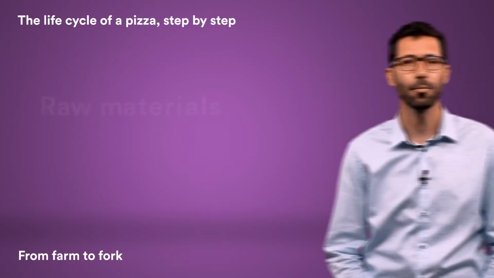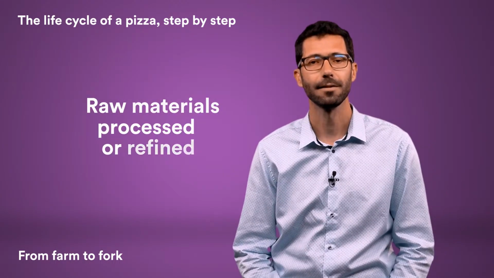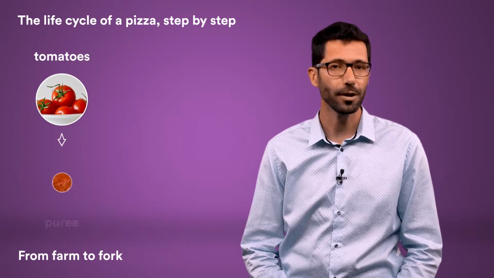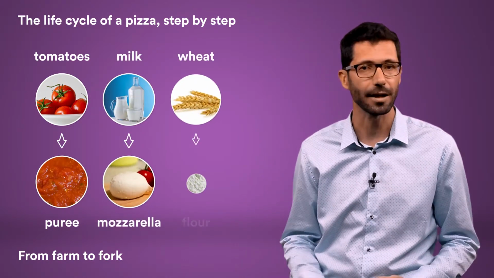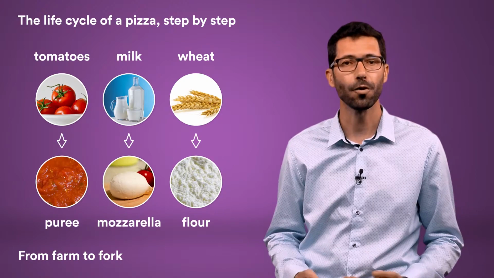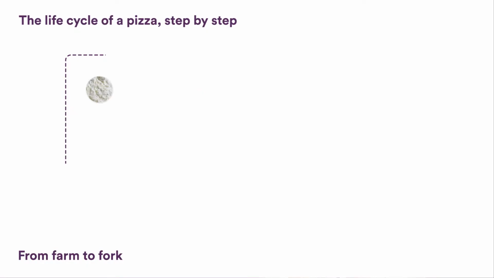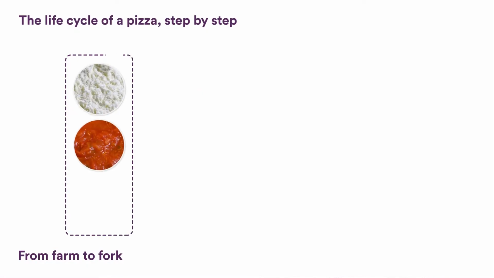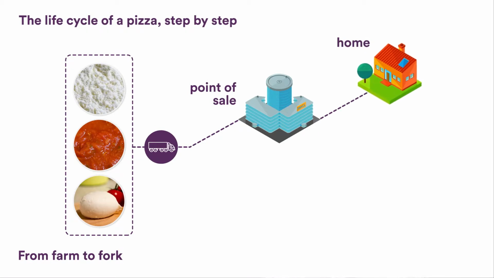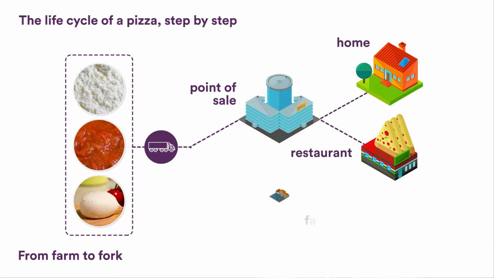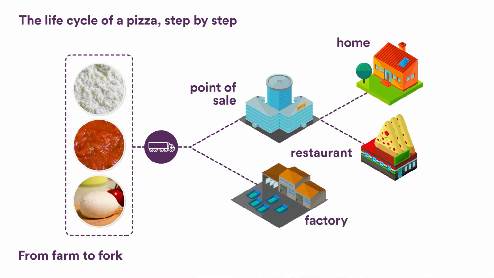In the second step, the raw materials must be processed or refined. Tomatoes are transformed into tomato puree, milk into mozzarella, and wheat into flour. Processed raw materials such as wheat flour, tomato puree, yeast and mozzarella are then transported either to points of sale for use in the home or restaurants, or to another factory that uses them as ingredients to prepare pizzas.